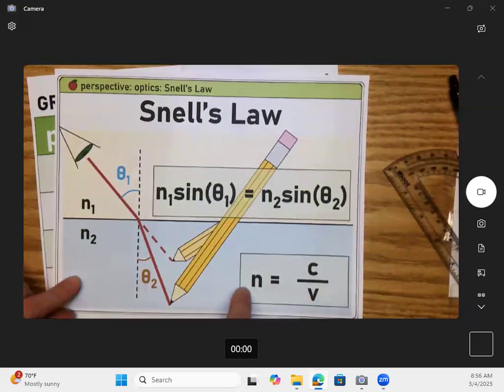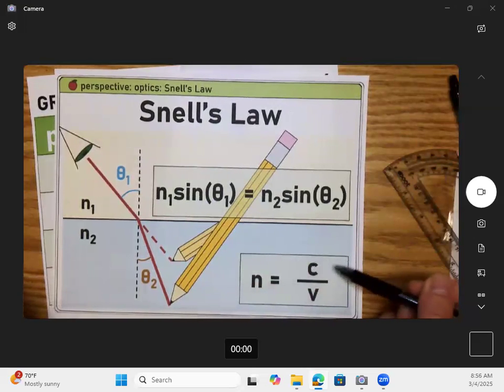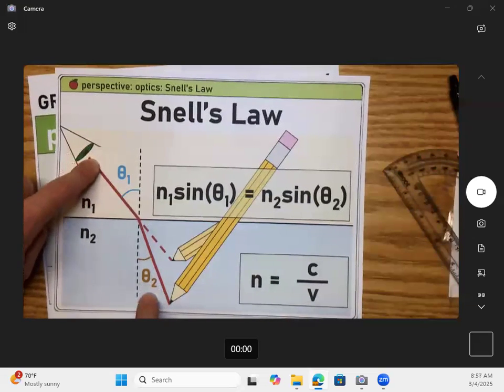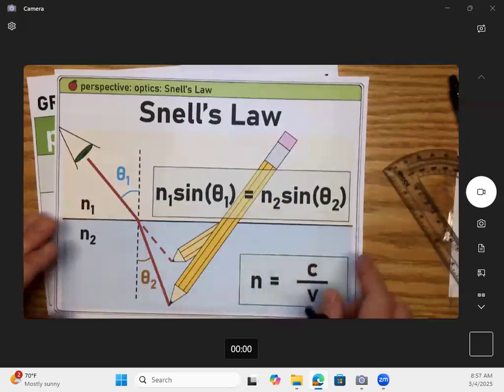So n, the index of refraction, is the speed of light in a vacuum, like 3 times 10^8 meters per second, divided by the speed of light in, say, water. It's going to be significantly slower. You take the ratio, you get the index of refraction. For water, I think it's like 1.33. For certain types of glass, it's close to 1.5. And then that will dictate the relationship between these angles. Here's Snell's law, you put it all together.